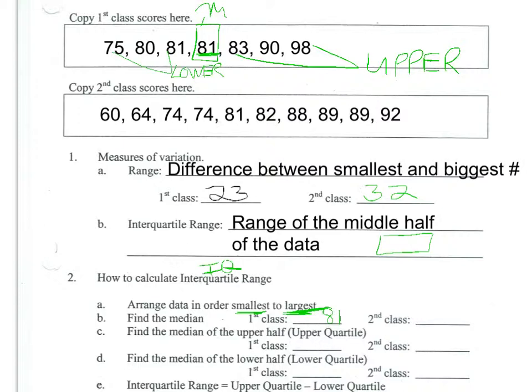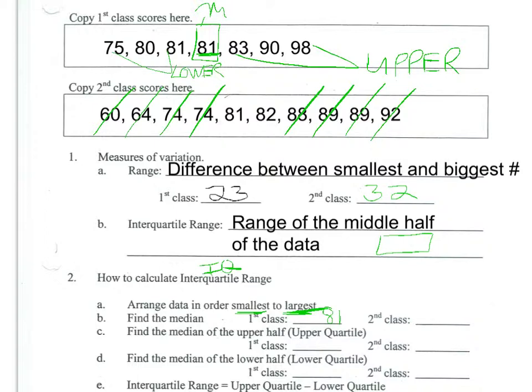Okay, if I look at the second class scores, I have more scores right here. I just can't see right away what the middle is, so I'm going to use this little trick. I take the first number, 60, I cancel it out with the last number, 92, and I just follow that pattern, working my way towards the middle. I cancel the second with the second to last, the third number with the third to last, and so on. Fourth with the fourth to last.